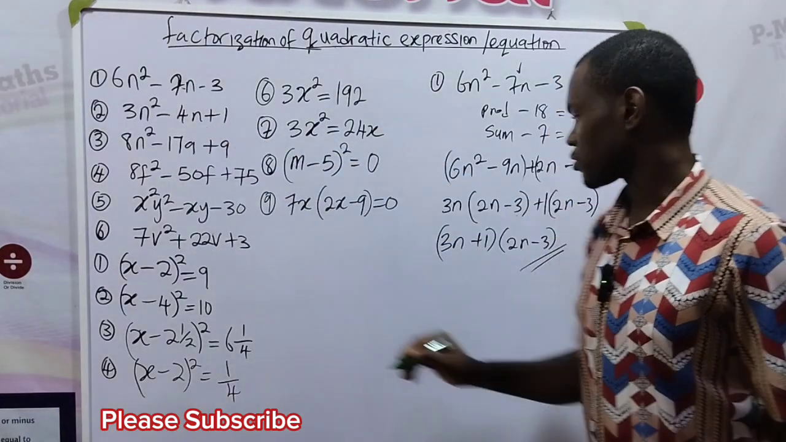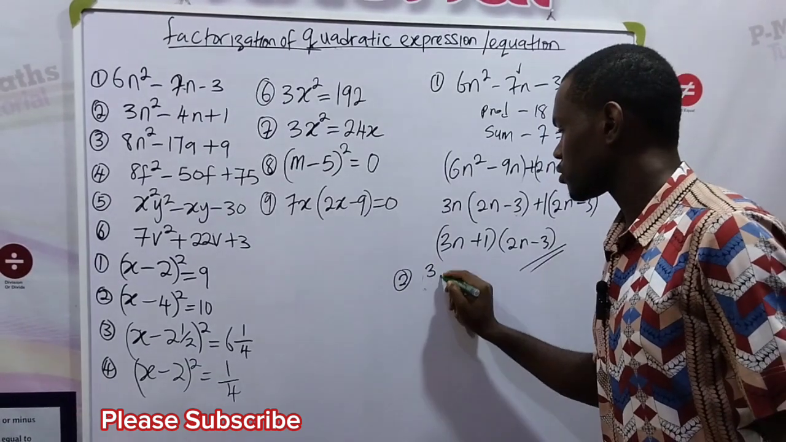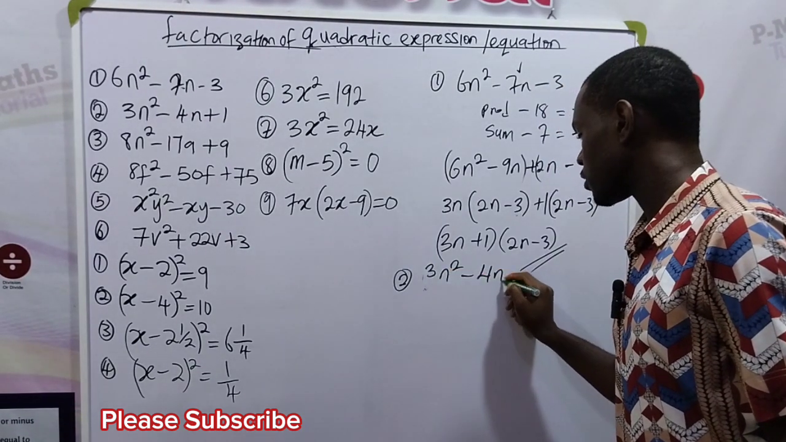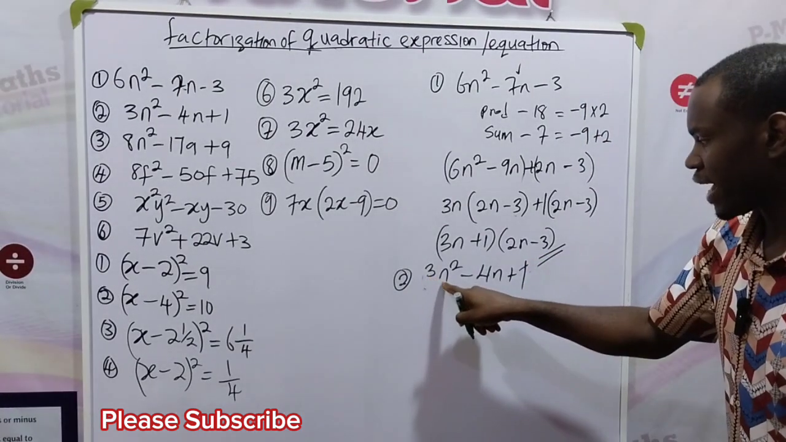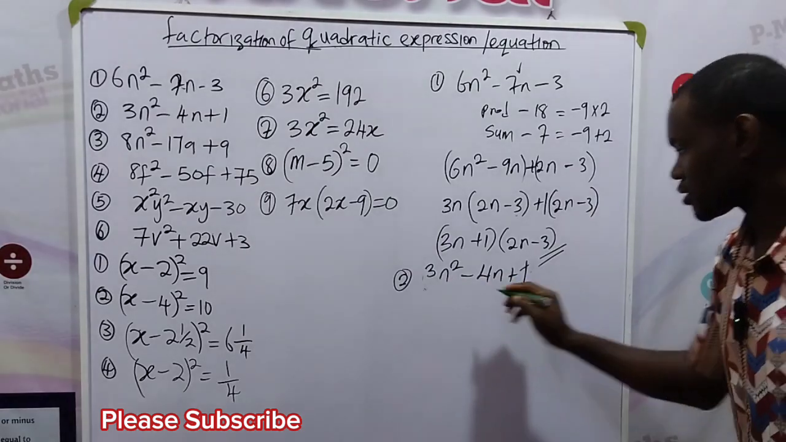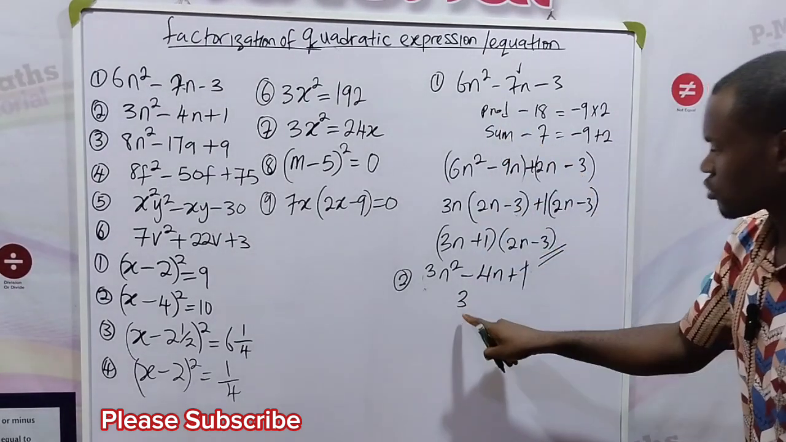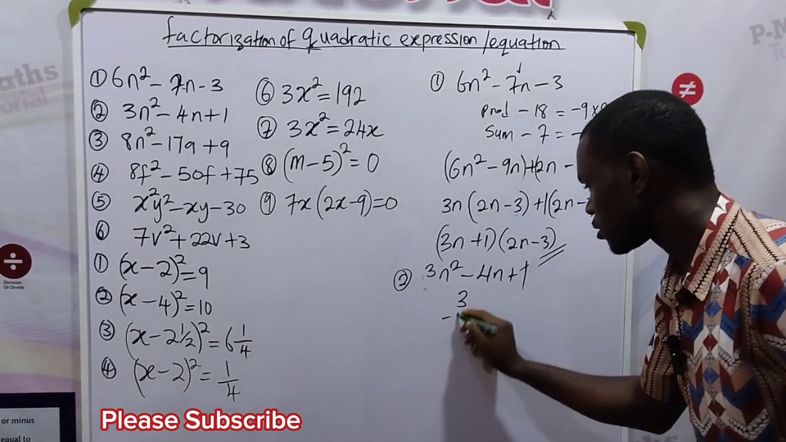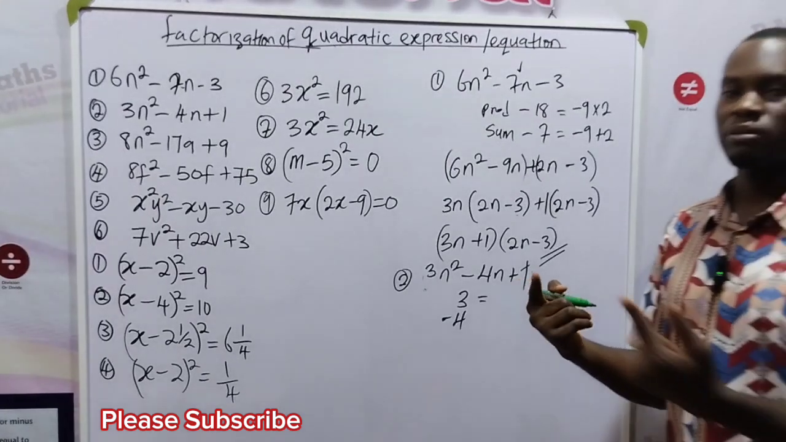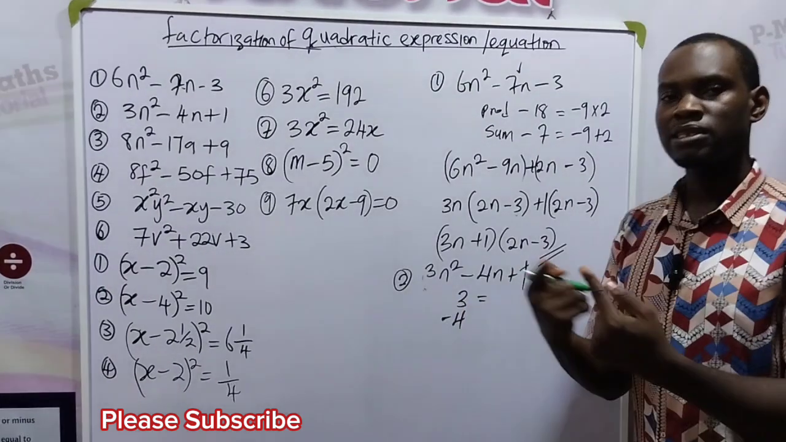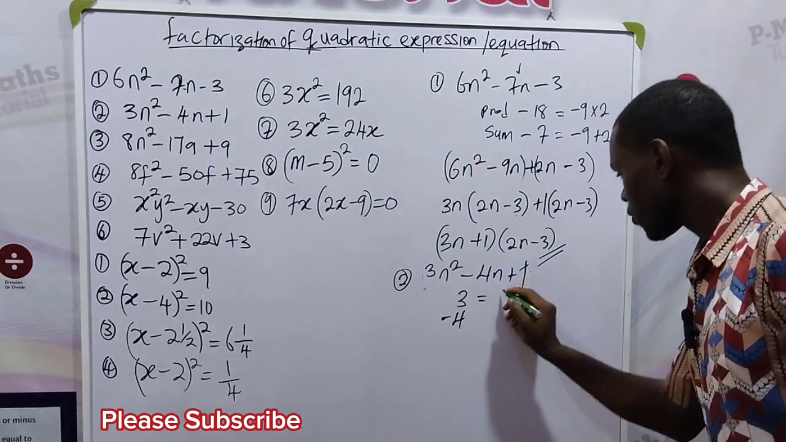Let's solve the second expression. I have 3n squared minus 4n plus 1. So get your product. Our product is the coefficient of the squared variable times the constant, that is 3. Then what about our sum? I don't want to be writing this all the time. So what about our sum? The coefficient of n is minus 4. So what are the two numbers that when you multiply, you have 3, and when you add the same two numbers, you have negative 4? Is that possible? Of course, that's possible.